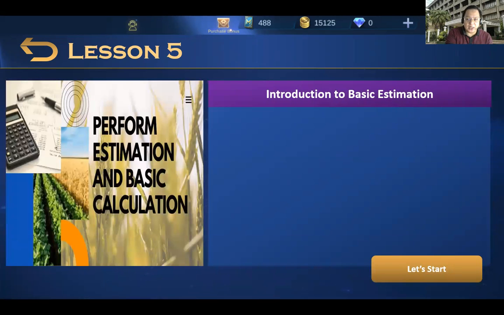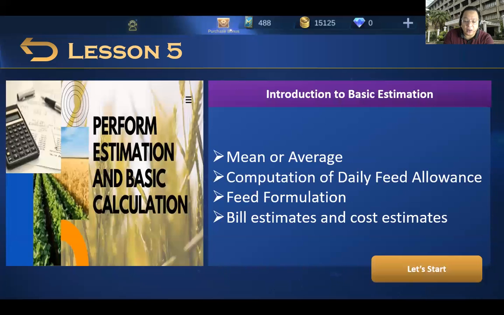For the introduction to basic estimation, we all know that aquaculture is a complex operation of growing fish and other aquatic animals. So it requires definite action in order to effectively produce fish. There are different activities that need precise quantities, which include applying fertilizer or the dosage of fertilizer in the pond, determining the number of fish to be stocked in a particular area, feeding fish with the recommended amount of feeds, and monitoring the growth or gain of the fish.